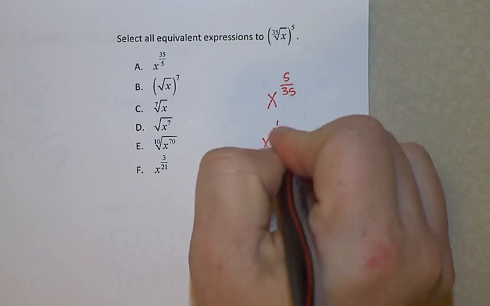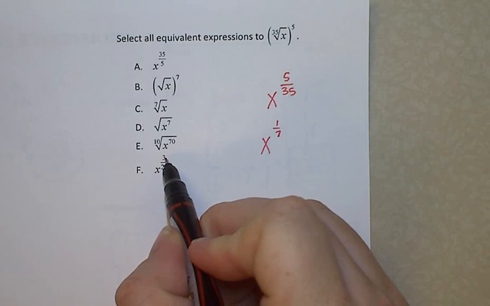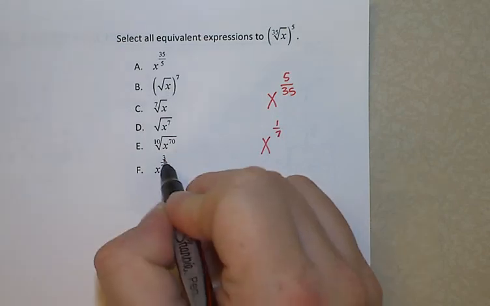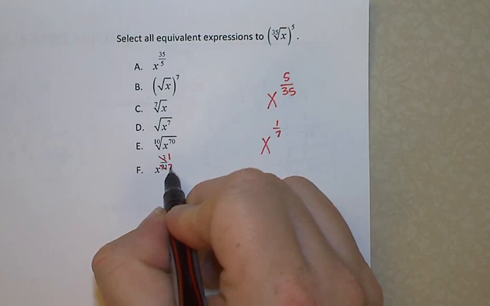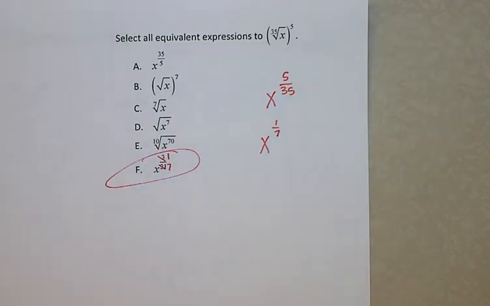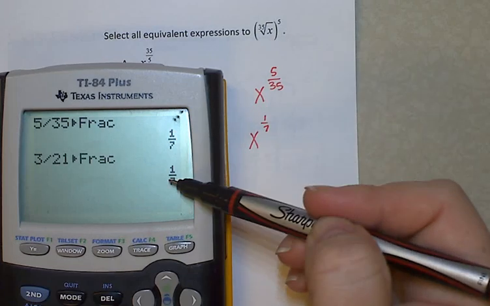So do I see anything that's x to the 1/7? Well, I know that 3 goes into itself 1 time, and 3 goes into 21 7 times. So these are equivalent. And you could check that by going 3 divided by 21, hitting math, fraction, enter, enter. You see you have the exact same rational exponent.